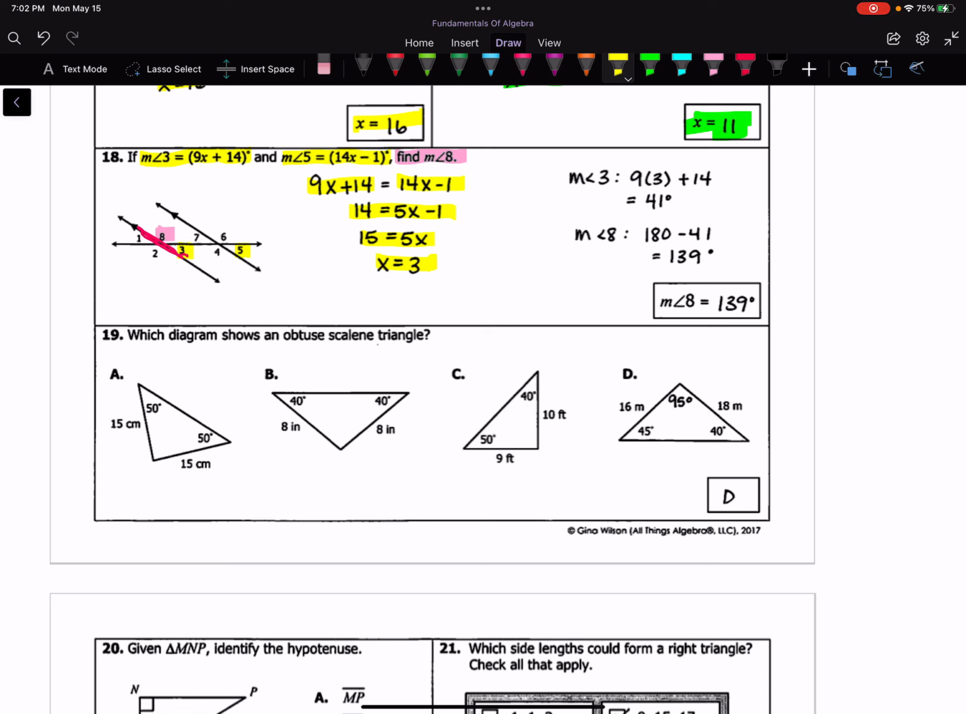Now we have x. We're going to plug x in to our original equation for the measure of angle 3. We do so, and we get 9 times 3 plus 14, which is 27 plus 14, is 41 degrees for the measure of angle 3. So we now know that this angle is 41 degrees. We also know that this one is 41 degrees. Well, we know that 3 and 8 are supplementary, which means they have to add up to 180. So I just subtract the 41. That is 3, and what's left over will be 8. So the measure of angle 8 is 139.